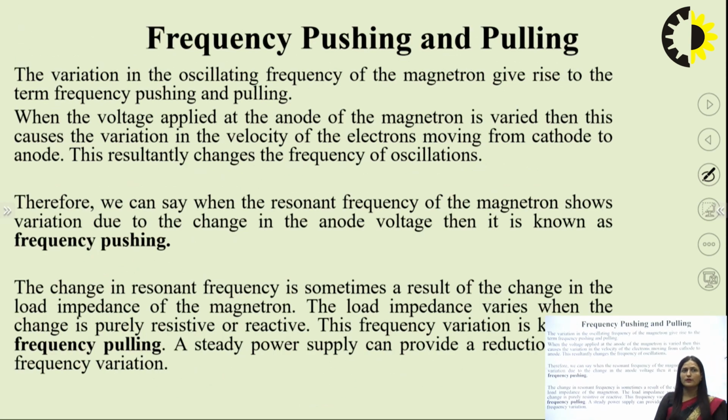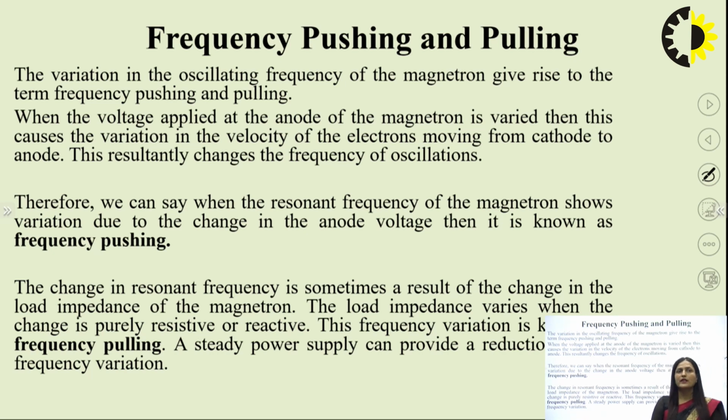So there are two terms: one is frequency pushing and one is frequency pulling. Variation in the oscillating frequency of the magnetron gives rise to the terms frequency pushing and pulling. So what is that oscillating frequency? The oscillating frequency is because of the oscillation of the electron, electric field, and magnetic field.